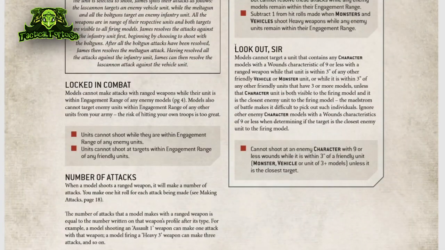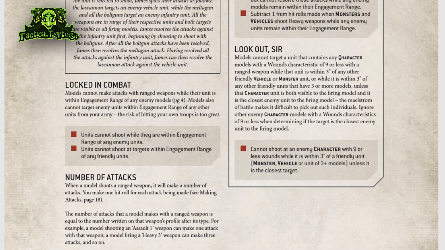Lookout Sir is the new character rule. It replaces the old character keyword rule and has a couple restrictions on it. Essentially, it gives you the 8th edition character rule as long as you're within 3 inches of a vehicle or monster, or within 3 inches of any other type of unit that has at least 3 or more models, ignoring other characters, obviously, that are less than 10 wounds.